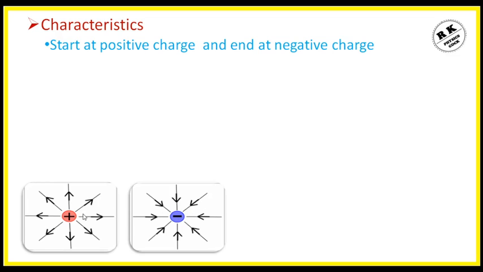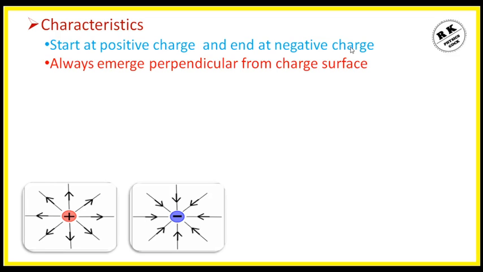We do not see any incoming field line at a positive charge. Similarly, no outgoing lines of force at a negative charge. So we can say that electric lines of force always start at a positive charge and end at a negative charge. The next characteristic is, they always emerge perpendicular to the charged surface.